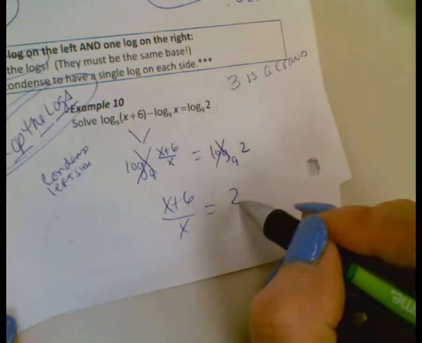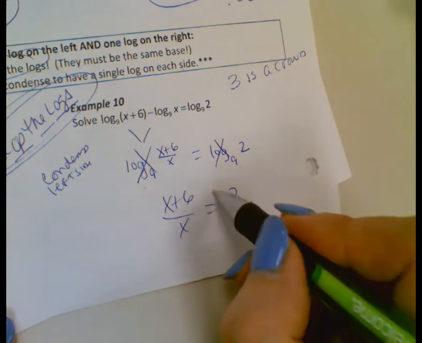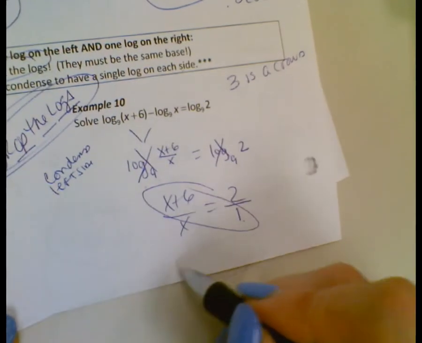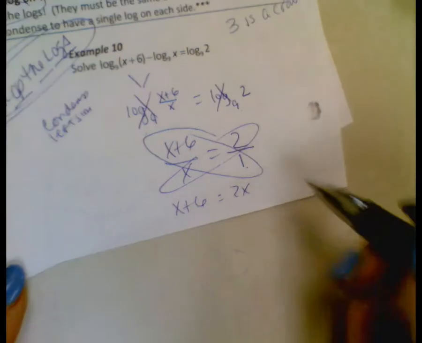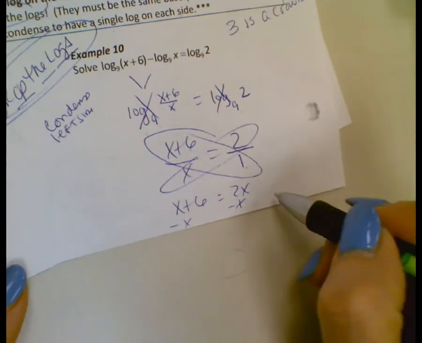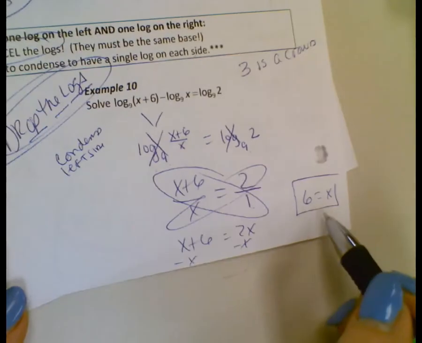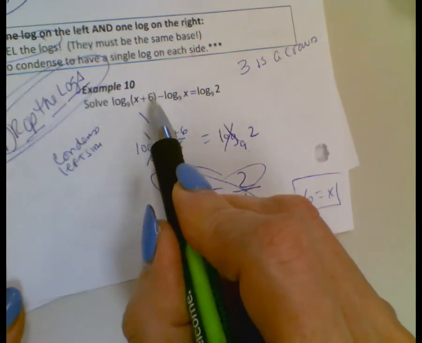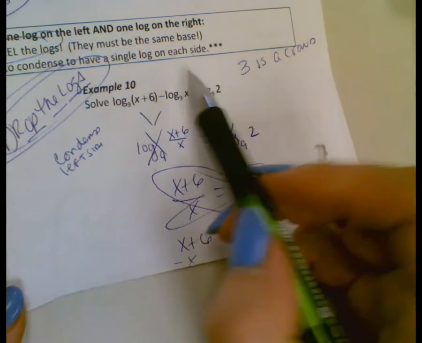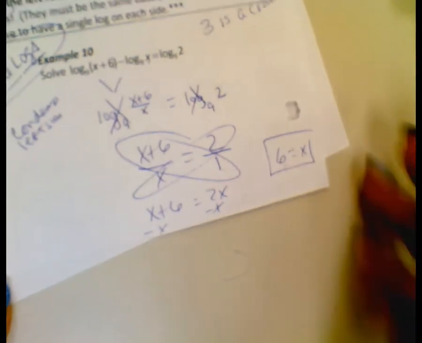Now, in order to solve this, you need to make both sides a fraction so that you can cross multiply. So starting with this, 1 times x plus 6 is x plus 6. 2 times x is 2x. Subtract x, and 6 equals x. Now, if you plug this 6 in, what's 6 plus 6? 12. That's a good log. Perfect. Plug a 6 in here, that's positive, so that's a good answer. So x is 6 is the answer.